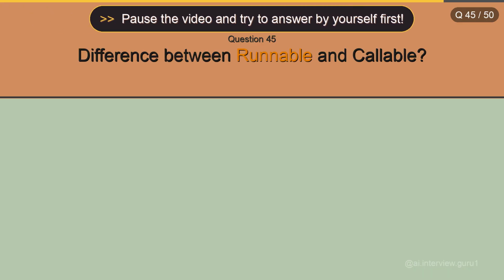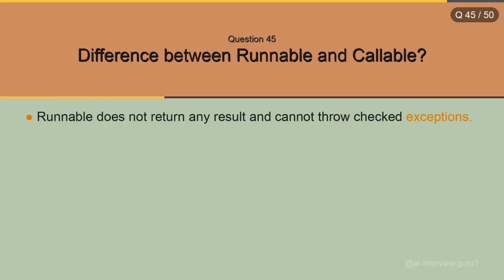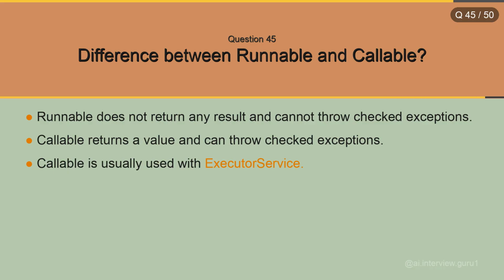Difference between Runnable and Callable. Runnable does not return any result and cannot throw checked exceptions. Callable returns a value and can throw checked exceptions. Callable is usually used with ExecutorService.